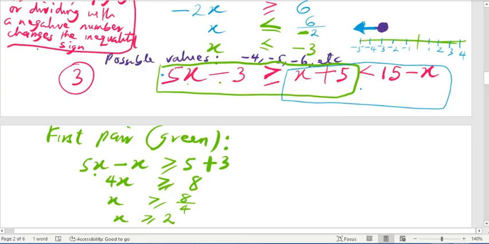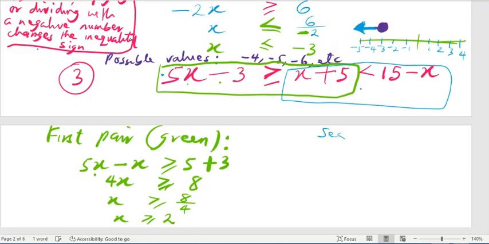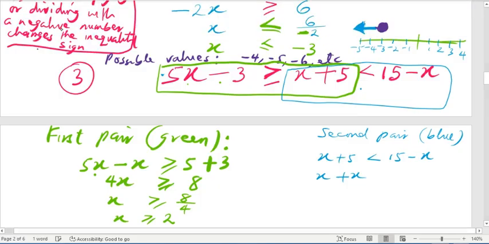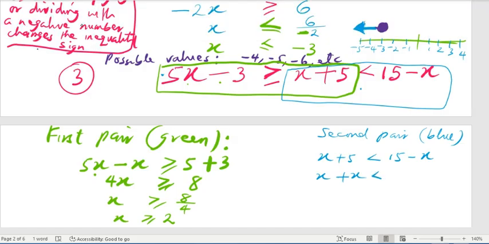Okay, let's solve the second pair in blue. That's just the way to do this. So it's so easy. The second pair in blue is x plus 5 less than 15 minus x. So let's go. You bring the x to the left, so x plus x. This minus x crosses to the left and becomes plus. We call that collecting like terms. And 15 less than, 15 minus 5. You have 15, then plus 5 crosses over and becomes minus 5.